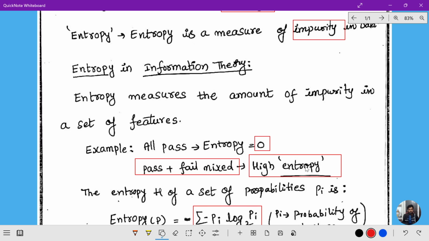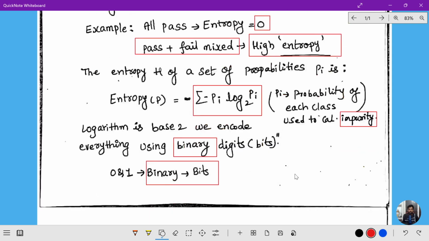So please remember all of you, the amount of impurity is what we call entropy. So how much impurity is there, that is called entropy. Suppose all the students pass, the entropy is equal to 0 because there is no confusion. But if the data is mixed with pass and fail, this is called a high entropy.